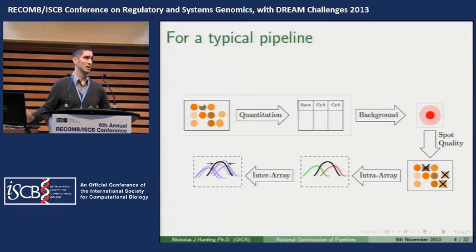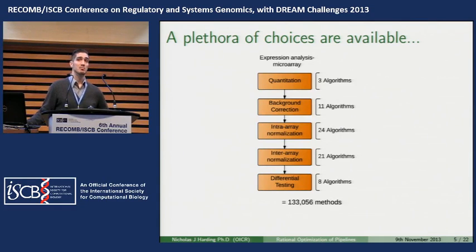This is a fairly typical microarray analysis pipeline. We start off with quantitation of intensity spots, move on to background correction, assess spot quality, and then perform inter-array and intra-array normalization. When we implement a pipeline like this, we have a lot of choices to make. For quantitation, there are several algorithms we can use, 3. When we do background correction, there are 11. Normalization, over 20 algorithms for both inter and intra-array normalization, which tallies up to an enormous possible number of pipeline configurations that we can use.